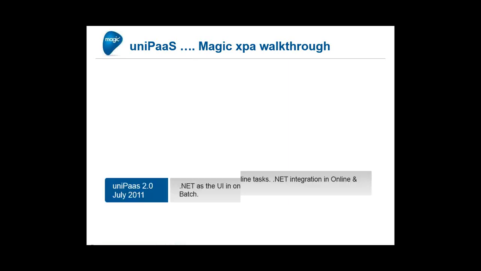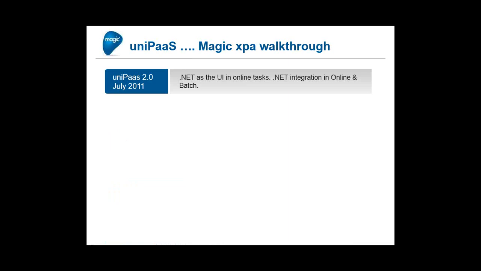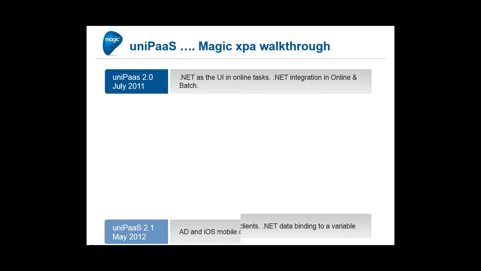I'll walk you through what we did in the last few years since we came out with version 2. We're going back to July 2011 when the product was called Unipass, if any of you remember. We came out with changing the UI in online tasks. We changed from Win32 to .NET, which of course gave us the ability to integrate with .NET assemblies and .NET controls in online tasks and client-server applications. This was a major step for us with this new offering.